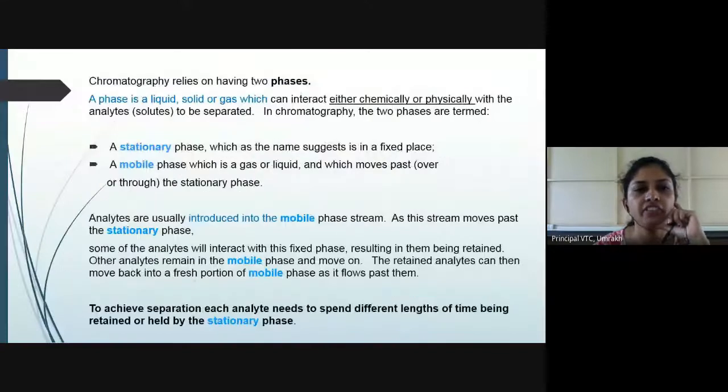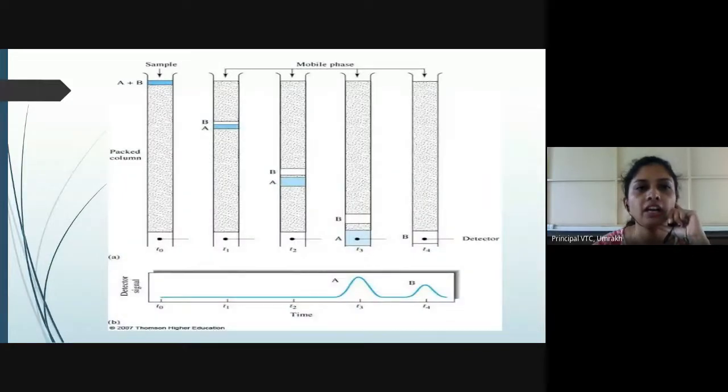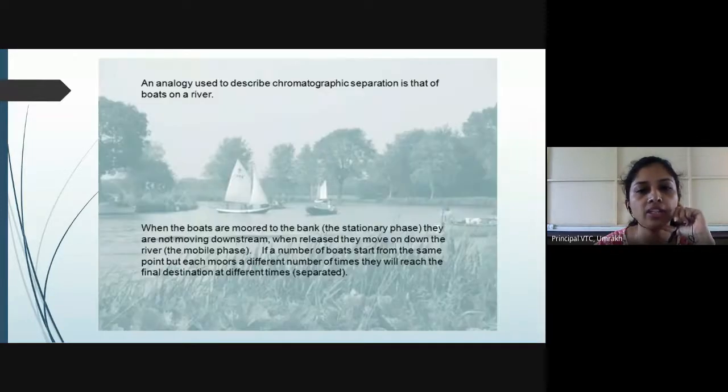Today we have gone through some basics of chromatography. There is a stationary phase and a mobile phase: the fixed one is the stationary phase, the moving one is the mobile phase. According to the affinity and solubility of the components, they will move through the stationary phase on addition of mobile phase and elute at different rates. The graph of detector signal versus time is called a chromatogram.